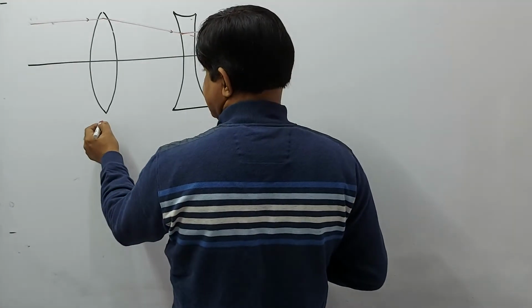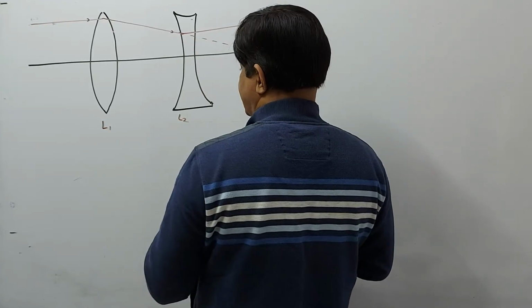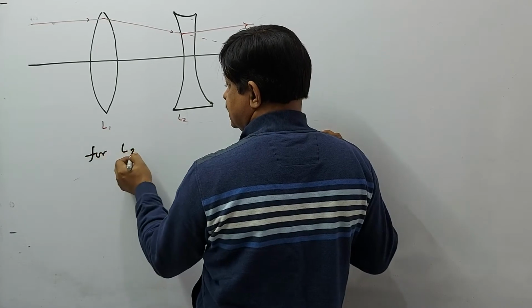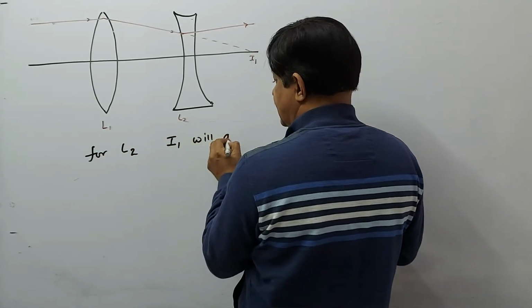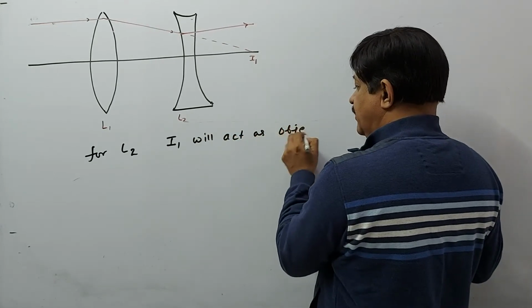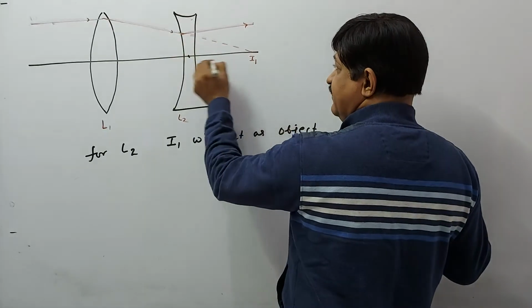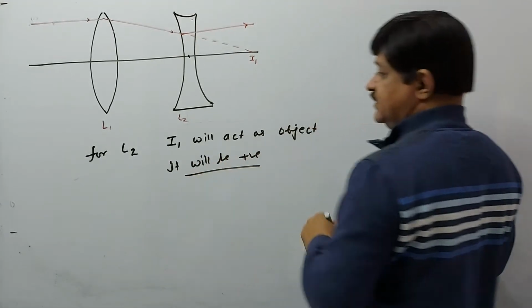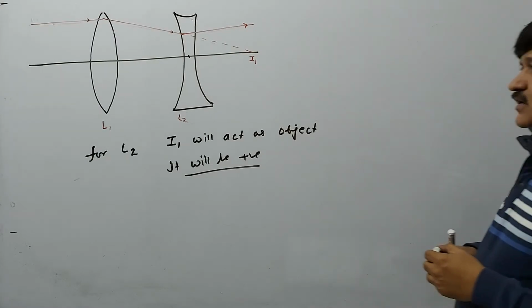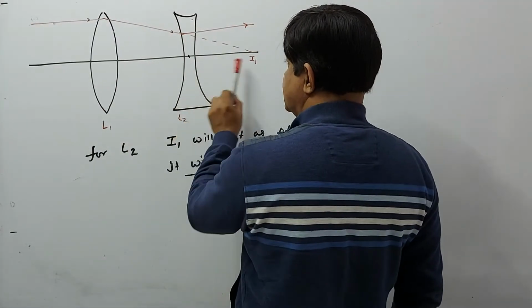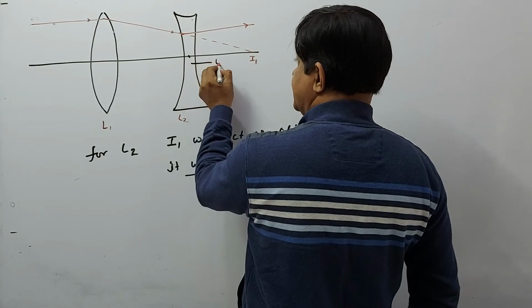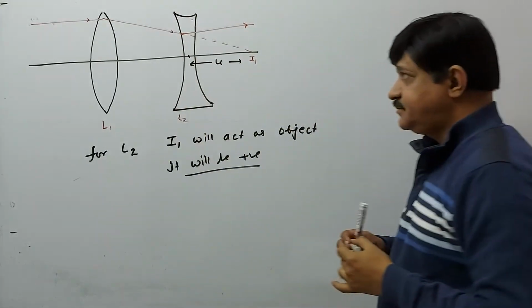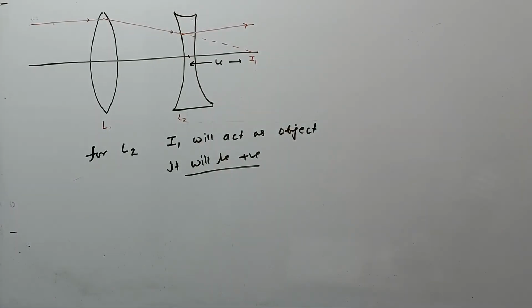Then for this lens L1 and this lens L2, it should be noted that for L2, I1 will act as object, and because this distance is taken on this side, it will be positive. For L1 this is image, for L2 this will be object, and this distance is considered to be U for your second lens. You can visualize this in this example.